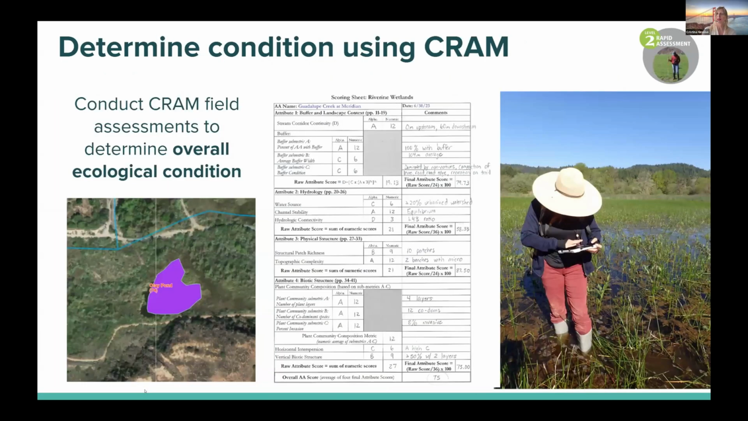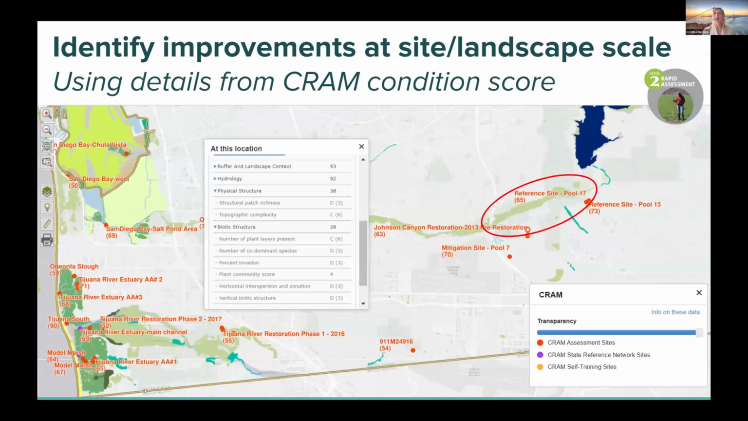And if we move on to these level two tools, you can then use CRAM to determine the overall ecological condition at your project site. And then you can use the details within the CRAM condition score, such as the buffer and landscape context, or hydrology, or physical and biotic structure scores, to begin to identify maybe improvements at your project site or within that larger landscape scale.